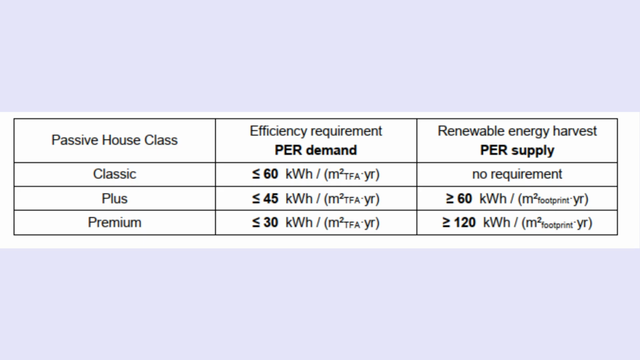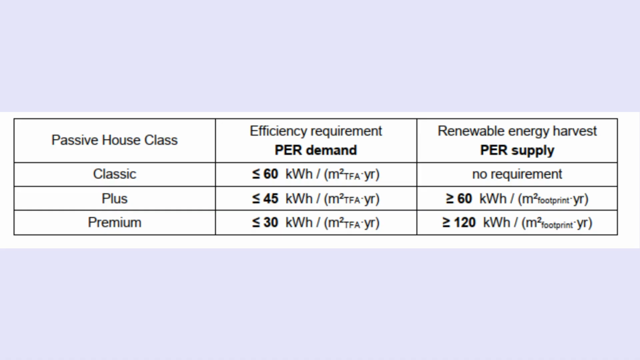PER also redefines assessment. Demand is measured against the treated floor area, which represents the useful space of the building. Generation, on the other hand, is measured against the projected building footprint, because the land the building occupies is limited and valuable. This makes demand and generation two separate dimensions of assessment, rather than a simple offset.